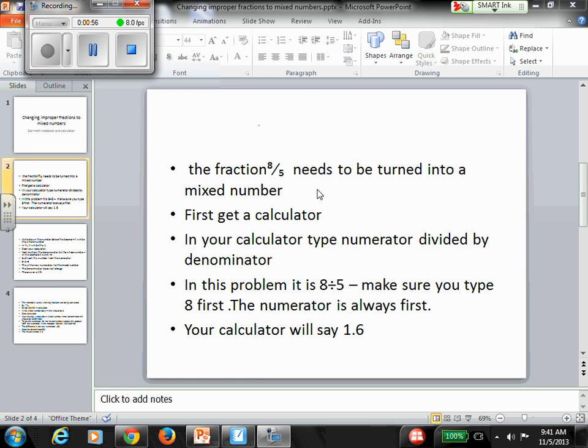In this problem, your numerator is 8 and your denominator is 5. So I want you to type 8 divided by 5 equals. Make sure you always type your 8 first. In other words, the numerator is always going to be first. Your calculator should say 1.6. If it doesn't say 1.6, try it again. I want you to go back in and make sure you have 8 divided by 5, then equals.